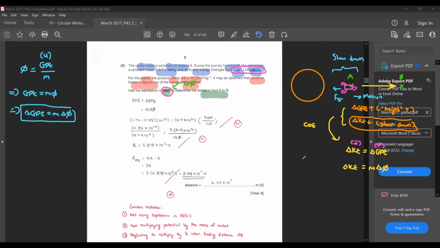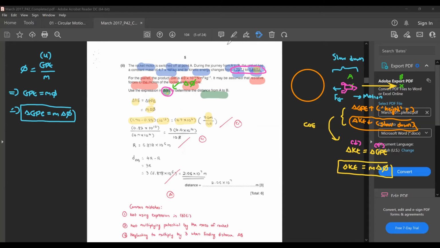So all you just need to do is to make use of this relation, sub in everything, and then find out one particular quantity, which is your R. So here, change in KE is change in GPE equals mass times change in potential. So sub in everything: KE change, multiplied by 10 to the power 12 to change from terajoules to joules. Your mass is 4.7 times 10 to the power 4. And then your delta phi is actually 3GM over 10R from the previous part of the question.